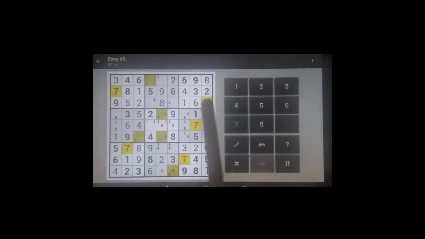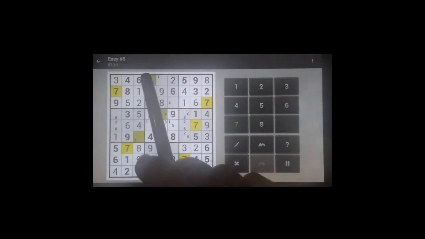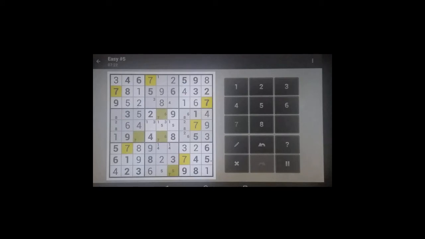Moving to the 7s, these are all cleared. That one's cleared by this, so that goes there. Again, this is cleared by that, this is cleared by that, so there. That's cleared by that, there, and there. The 6s, this is cleared there, so there it is, and there it is.